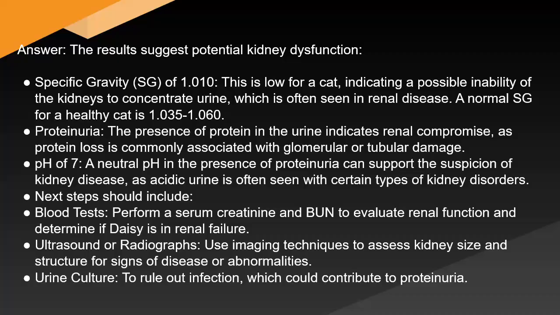Next steps should include blood tests. Perform a serum creatinine and BUN to evaluate renal function and determine if Daisy is in renal failure. Ultrasound or radiographs. Use imaging techniques to assess kidney size and structure for signs of disease or abnormalities. Urine culture to rule out infection, which could contribute to proteinuria.